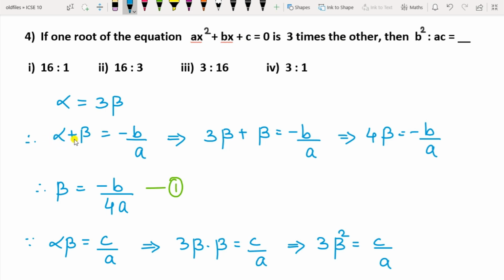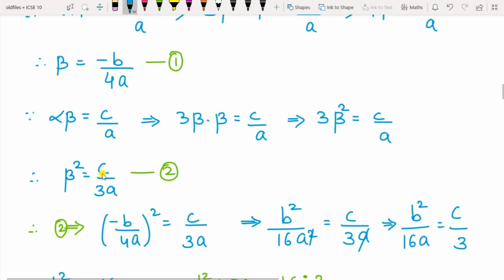Now take the sum of the roots, alpha plus beta equal to minus b by a. So substitute value of alpha as 3 beta from above and you get 4 beta equal to minus b by a. Therefore make beta the subject from this equation. It will be minus b by 4a, that is equation number 1. Then we know the product of the roots is alpha into beta, that is c by a. Substitute alpha as 3 beta from above. It becomes 3 beta square equal to c by a. Make beta square the subject, therefore it will be equal to c by 3a, that is equation number 2.